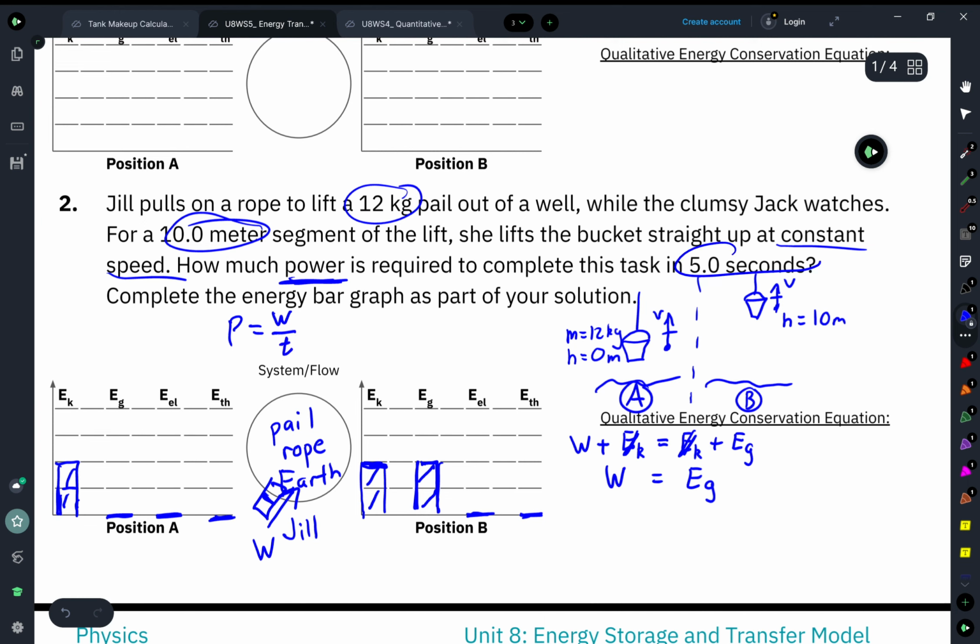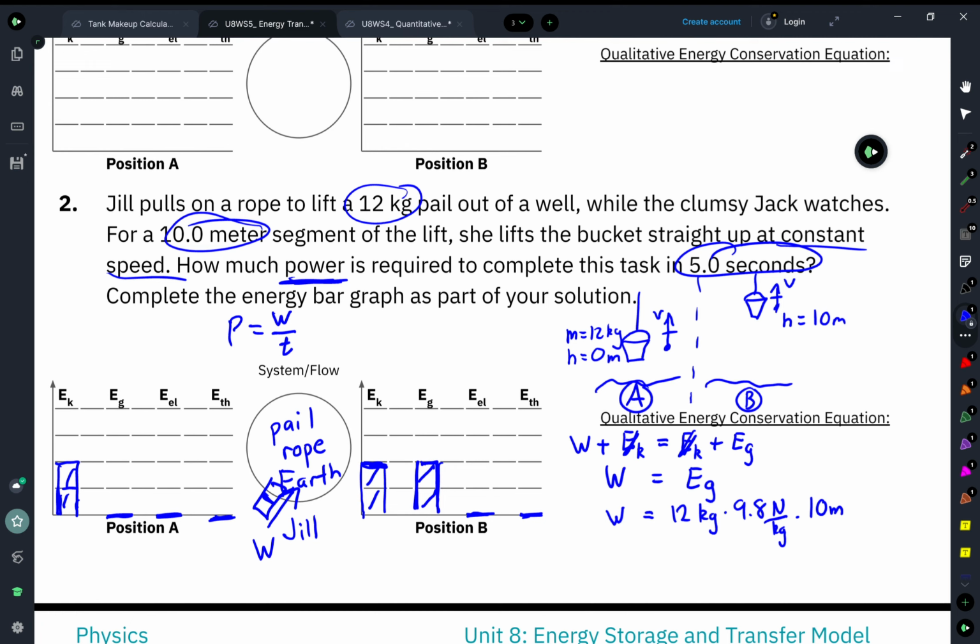Well, we're told the time is 5 seconds, so we know that. We just need to quantify our working. Well, our working is going to be equal to our equation for our EG, mgh. We know this is a 12 kilogram pail. We know that our g is 9.8 newtons per kilogram, and we know that this is going to have an h, or change in position, of 10 meters.